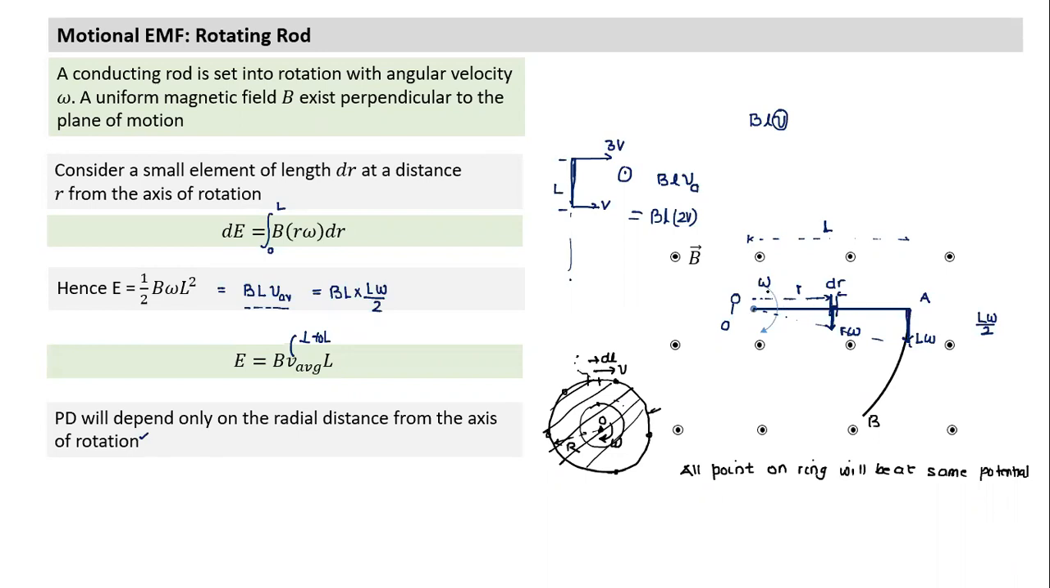If I rotate the whole thing, the potential difference between O and A will be the same as between O and B. Is it true or not? Why is that so? Same radial distance. Between A to B, if I calculate, all elements dV and V are in the same direction. Okay, so this is something.